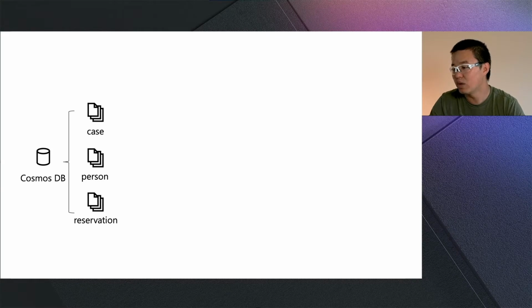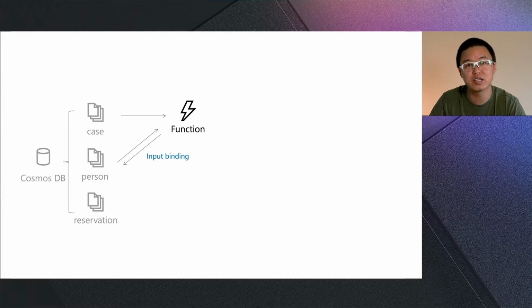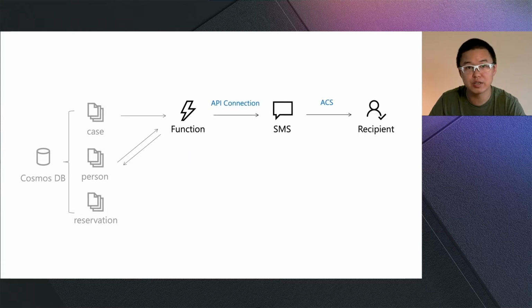Here on the left, we have a Cosmos database with 3 collections: case, person, and reservation. Upon a new case being added to the case collection, Cosmos DB will trigger an Azure function using change feed. The Azure function will look at the zip code of that new case and query the person collection to find everyone sharing the same zip code using a Cosmos DB input binding. Once identified, it will send a text message using Azure Communication Service, utilizing an API connection, to notify those people who may have possible exposure to this new case.